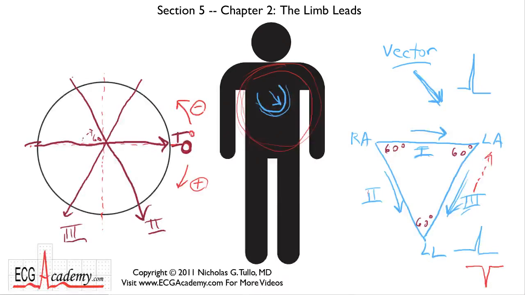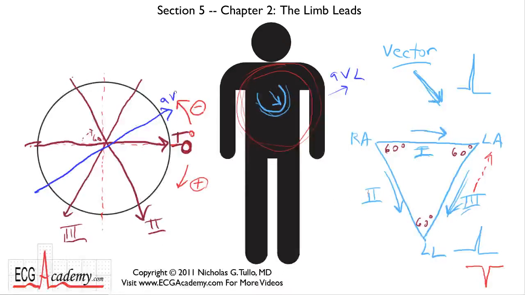Now what about the augmented limb leads? Well, the augmented leads kind of split these 60-degree angles in half because AVL, which is sort of the left arm compared with the sum of the right arm and left leg, is kind of pointing towards the arm itself. And so what you get is this kind of an angle, with the head of the vector heading this way.